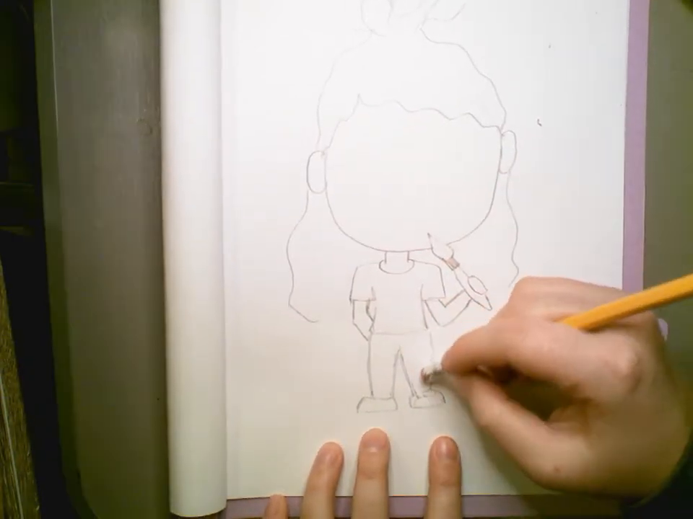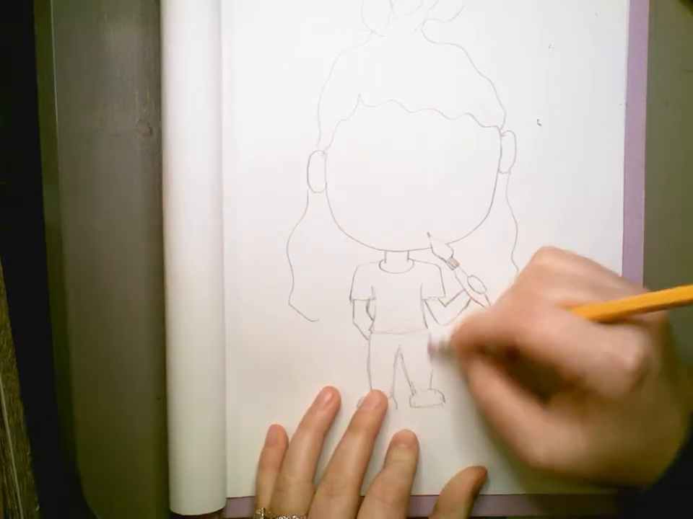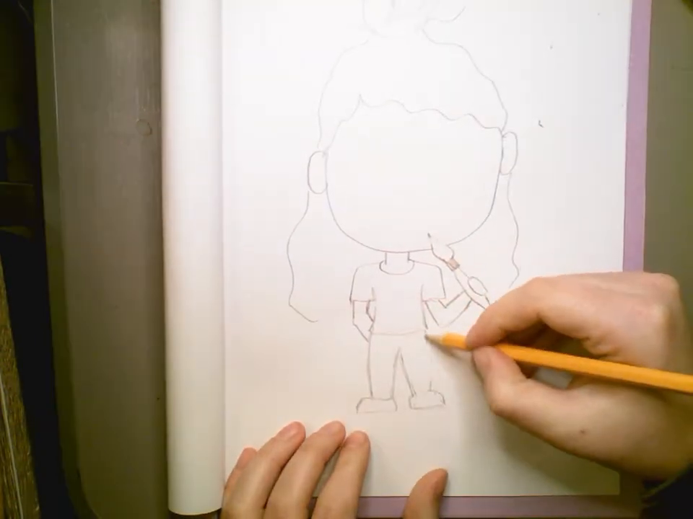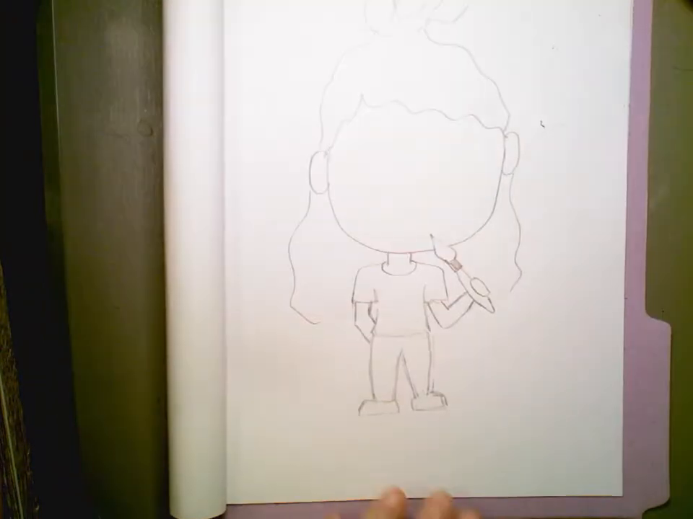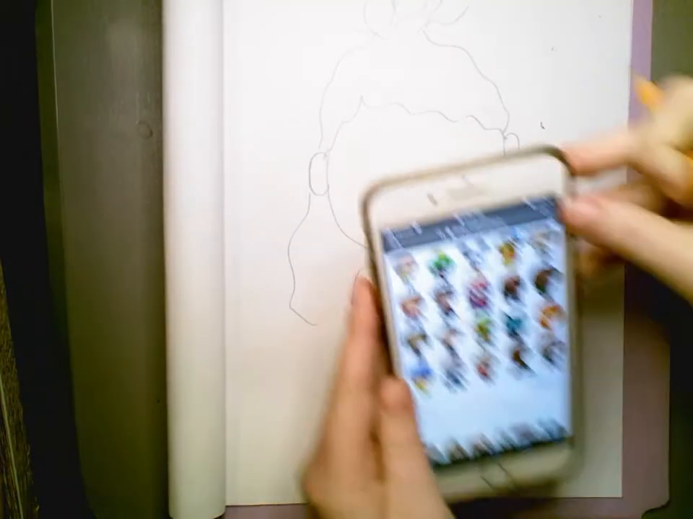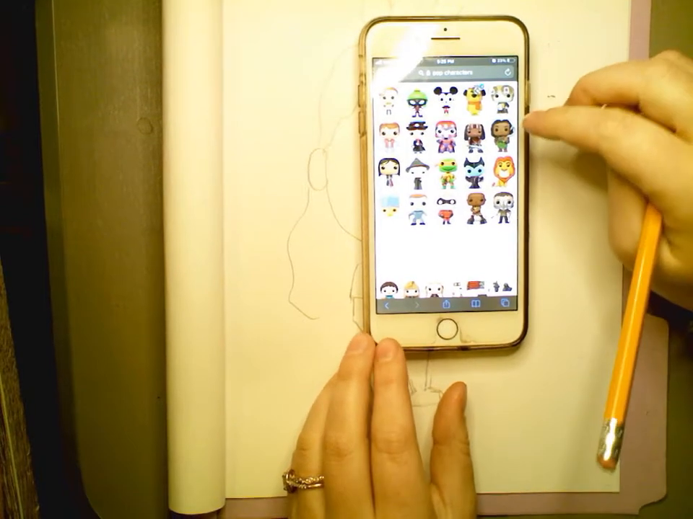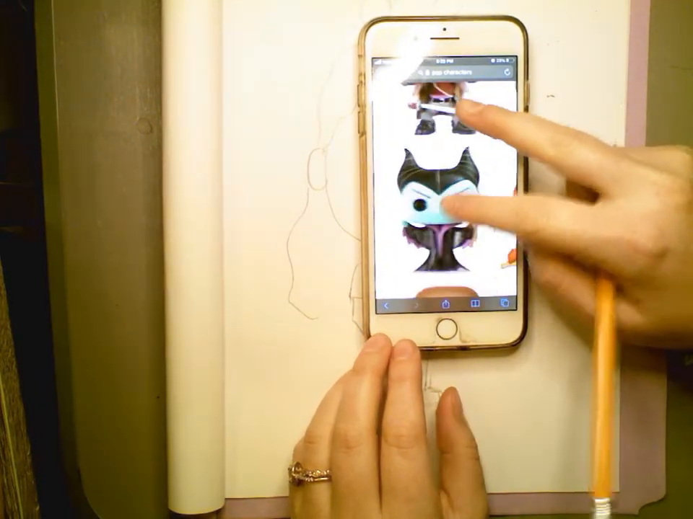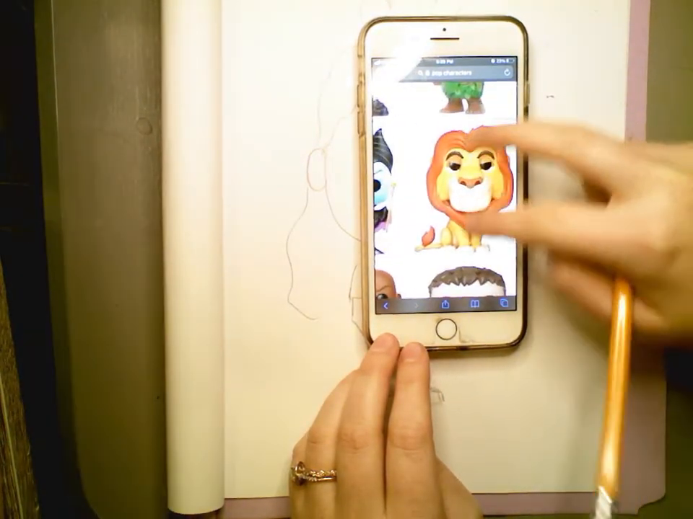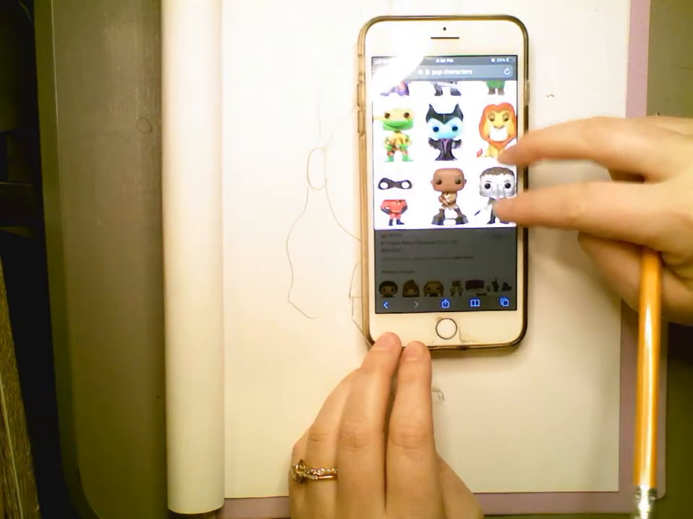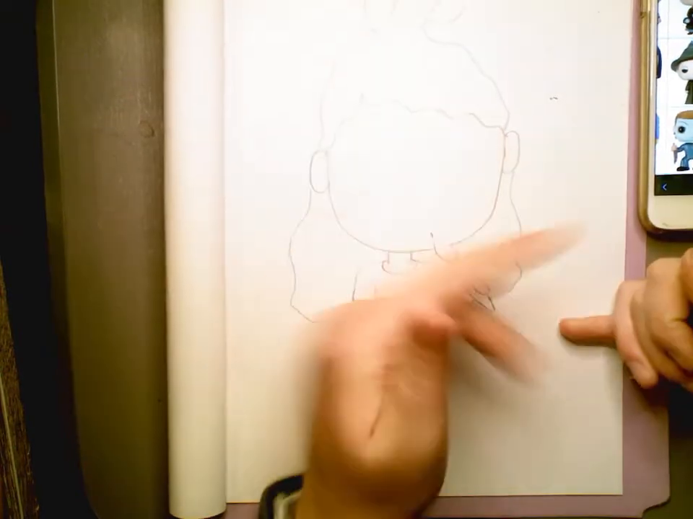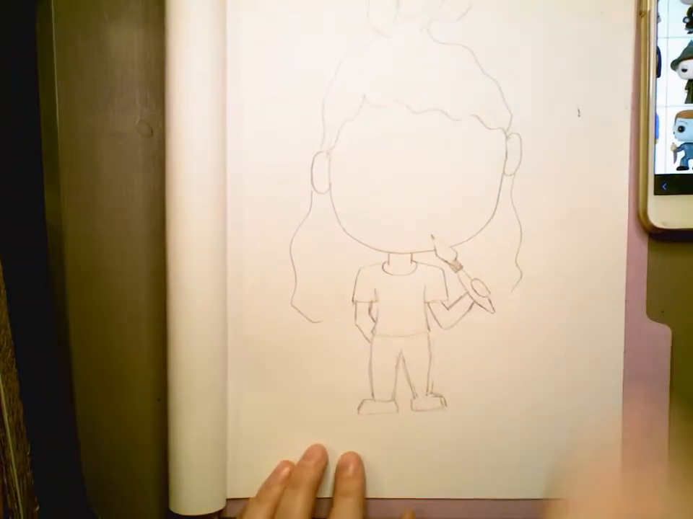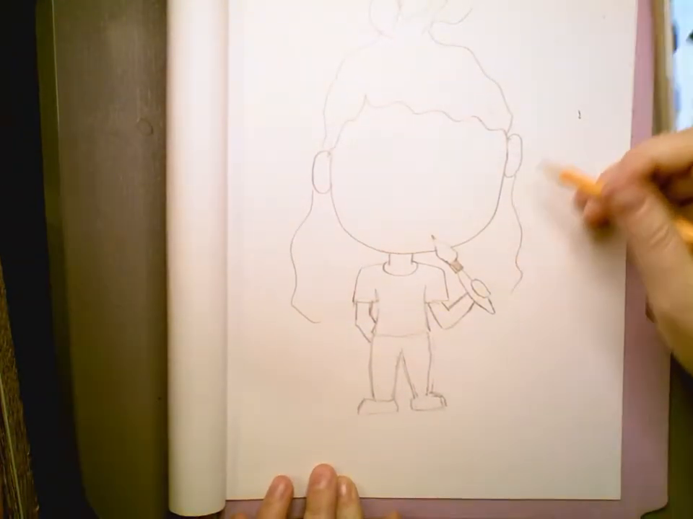All right, so now I'm going to work on the face. Now I'm going to look back at these pop dolls and notice that they all kind of have the same eyes. They're just very round. So I'm going to go ahead and add the eyes. I want to make sure that my eyes are straight and in the middle of my face.